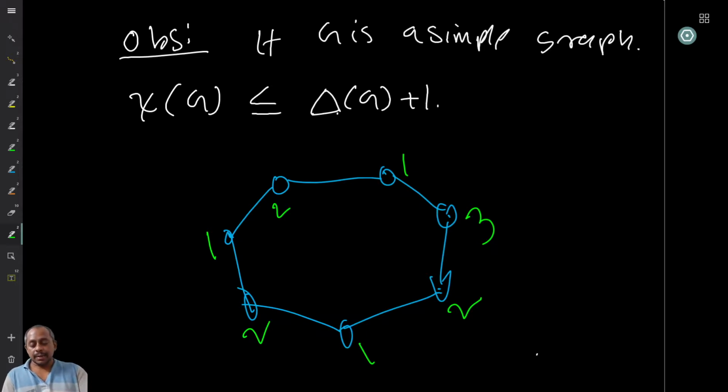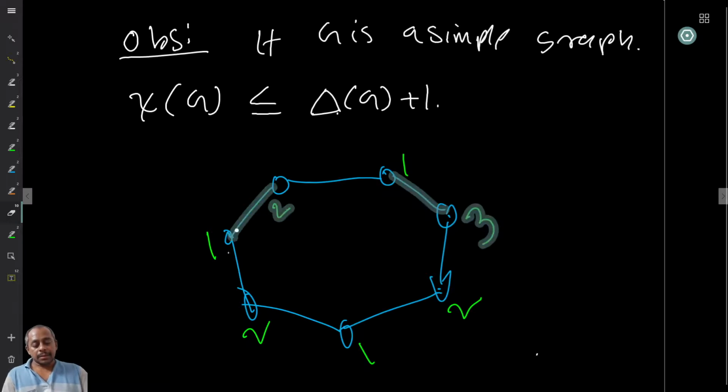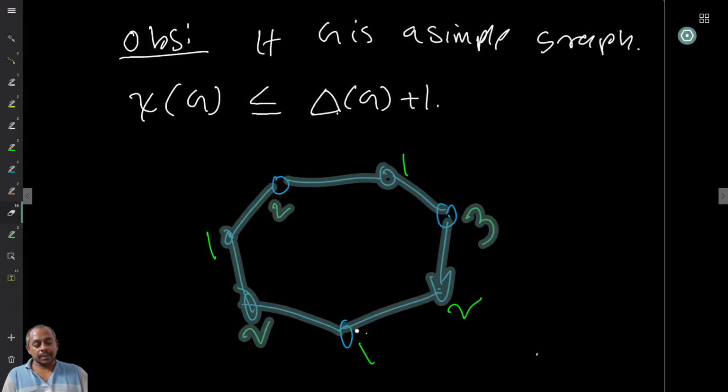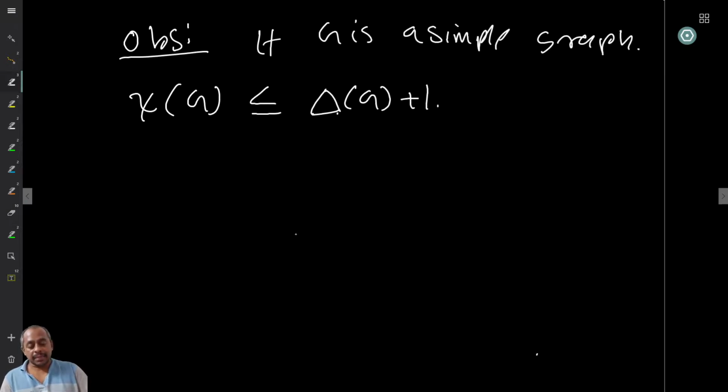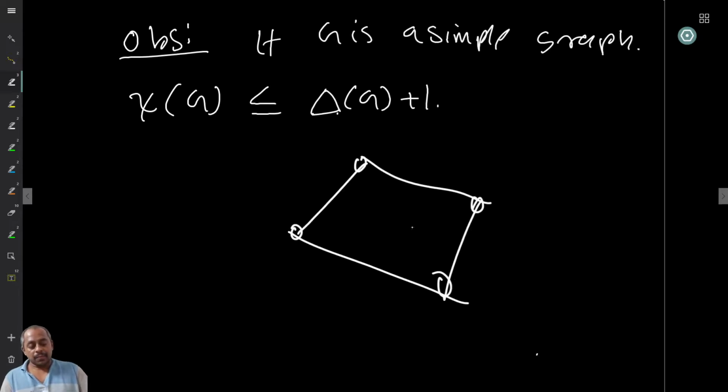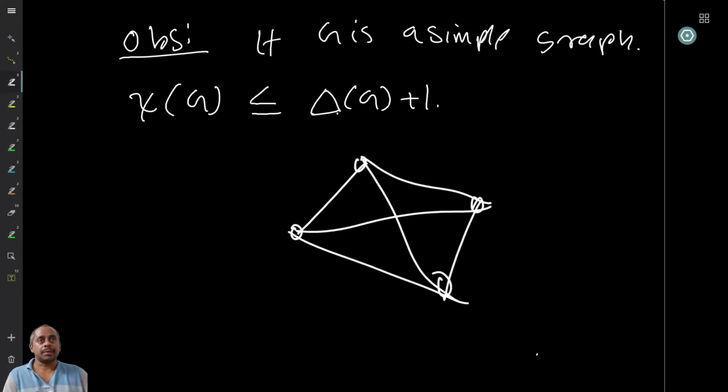So what are the other graphs which require delta plus 1? It turns out that the other graphs which require delta plus 1 are the complete graphs K. If the graph is complete, all the vertices must get different colors because they are all adjacent. But what is the degree? The degree is the number of vertices minus 1. So the delta is actually n minus 1, but we need n colors, so therefore the chromatic number is actually equal to delta plus 1.